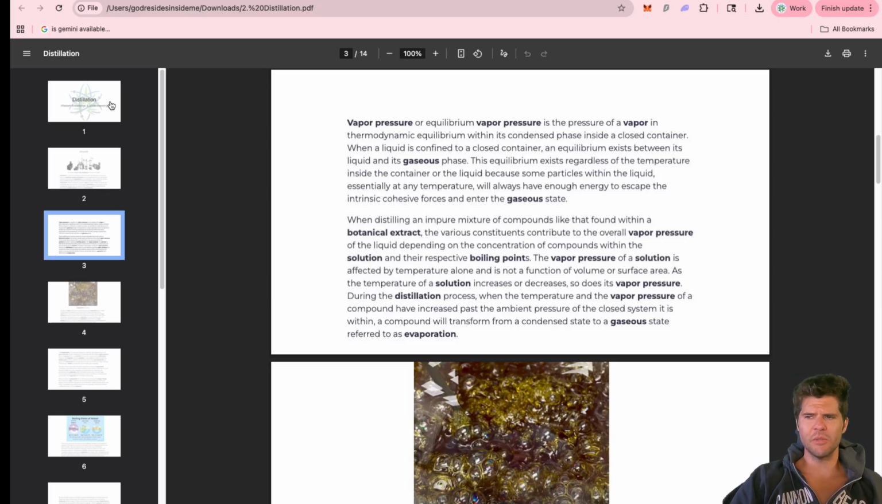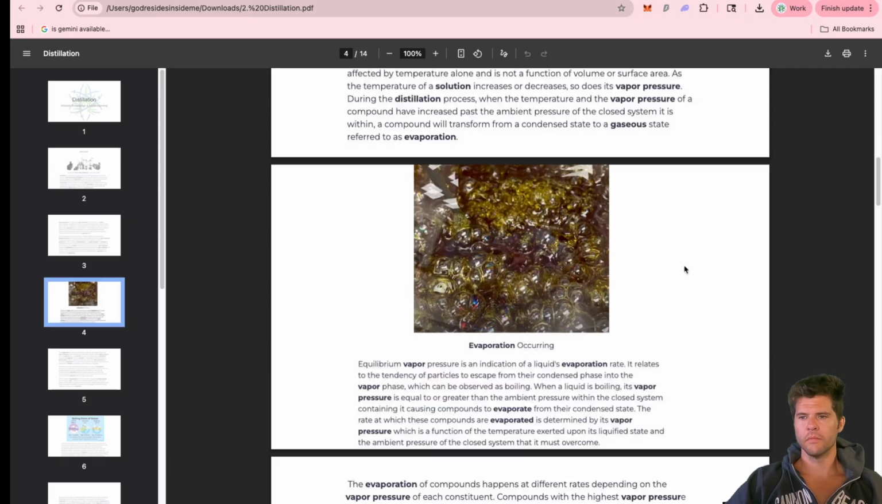During the distillation process, when the temperature and the vapor pressure of a compound have increased past the ambient pressure of the closed system it is within, a compound will transform from a condensed state to a gaseous state, referred to as evaporation. So that closed system that we're talking about could be the orb on your rotary evaporator. It could be the boiling flask in your short path distillation apparatus. It could just be a beaker on a hot plate.